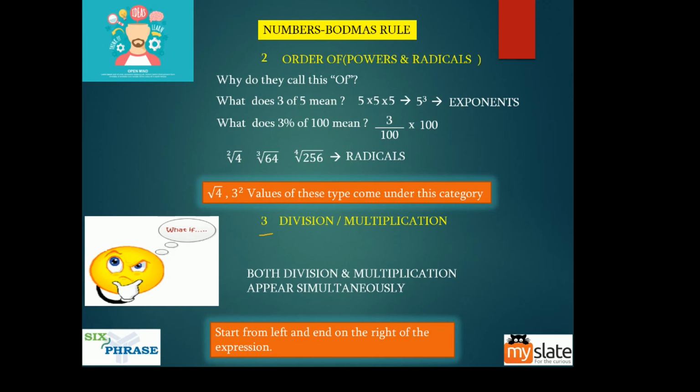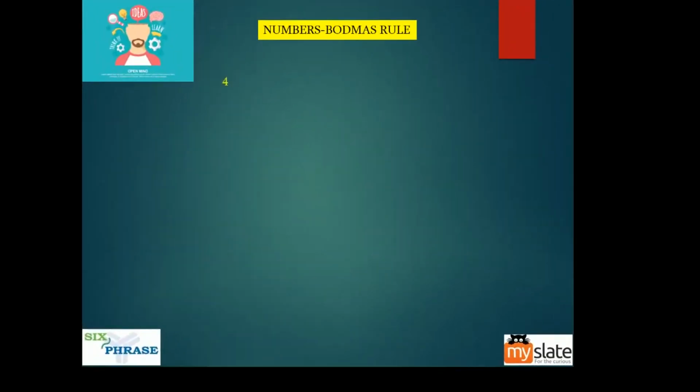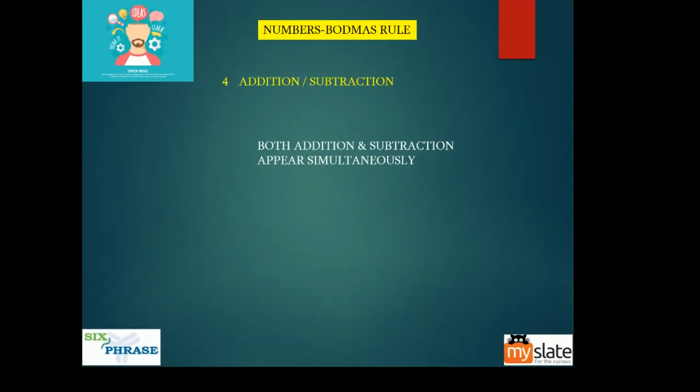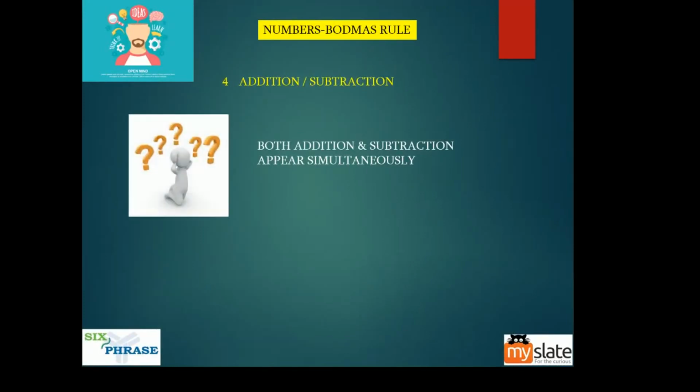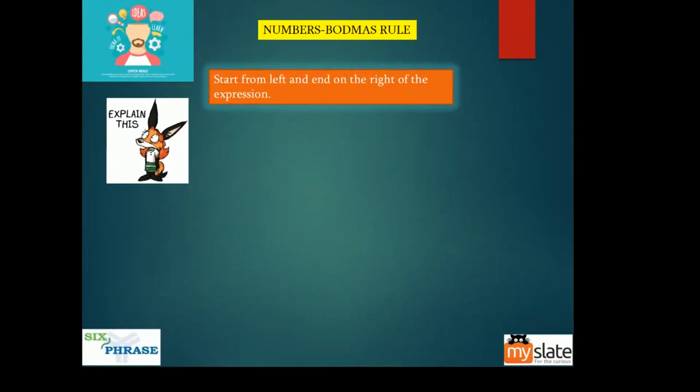We'll move on to the fourth precedence, guys. It is addition and subtraction. Again, if both addition and subtraction appear simultaneously, what do you do? You just have to start from the left and end on the right of the expression. It is as simple as that. And it is my responsibility to tell you what starting from the left and ending on the right means.